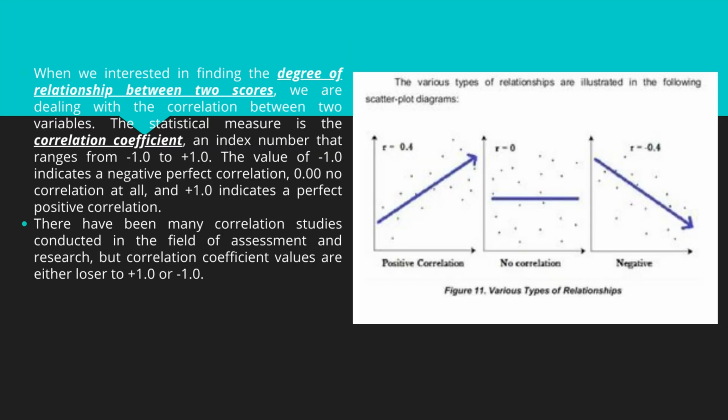When we are interested in finding the degree of relationship between two scores, we are dealing with the correlation between two variables. The statistical measure is the correlation coefficient, an index number that ranges from negative 1.0 to positive 1.0. A value of negative 1.0 indicates a perfect negative correlation, 0.00 indicates no correlation at all, and positive 1.0 indicates a perfect positive correlation.